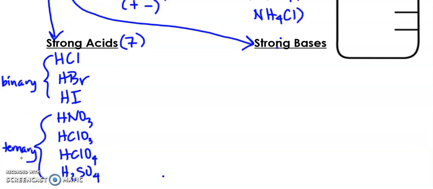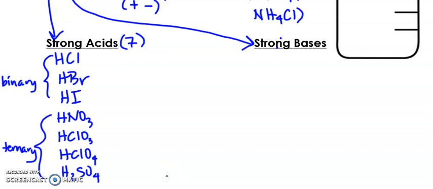And if you remember, that's how we name acids. So the first 3 binary, they all start with hydro. So hydrochloric, hydrobromic, hydroiodic. Ternary acids, you just take the polyatomic ion ending and change it. So HNO3. NO3 is nitrate, so that's nitric acid. ClO3 is chlorate, so that's chloric acid. ClO4 is perchlorate, so that's perchloric acid. And then sulfate for the last one would be sulfuric acid.